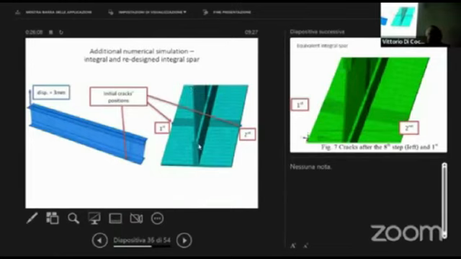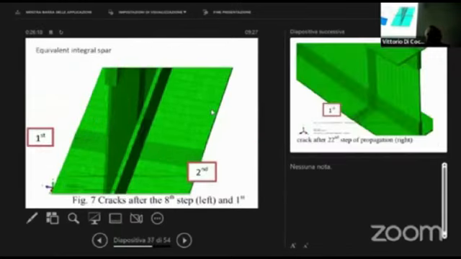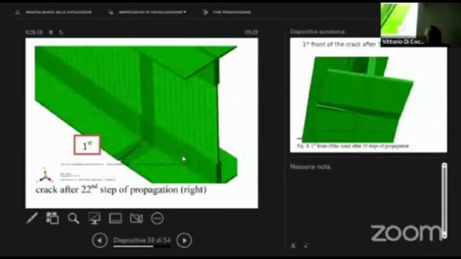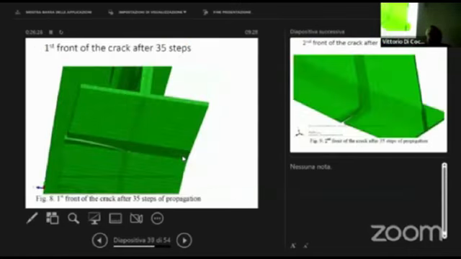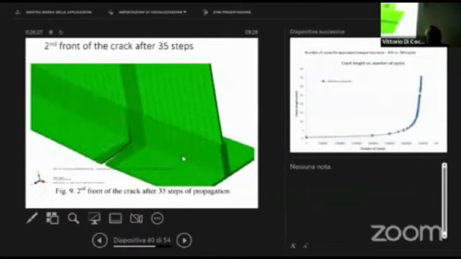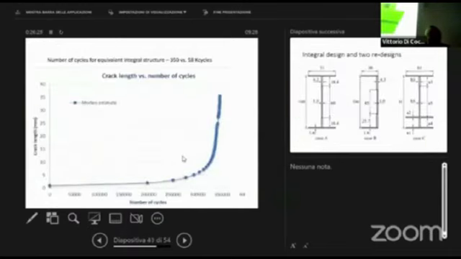So here we see how the integral structure looks, and then the crack growth. We assumed 2 cracks because experiments showed it like that. And you can see how this crack grew from different angles and different numbers of steps. So finally, the result is 350,000 cycles, which is about 7 times more. So the integral structure is far better.